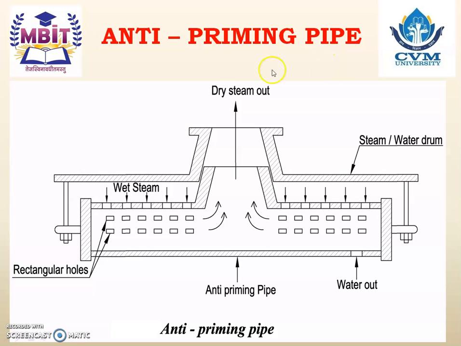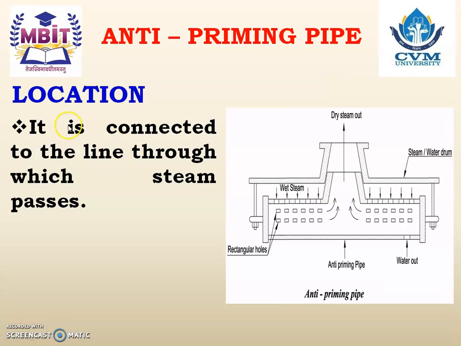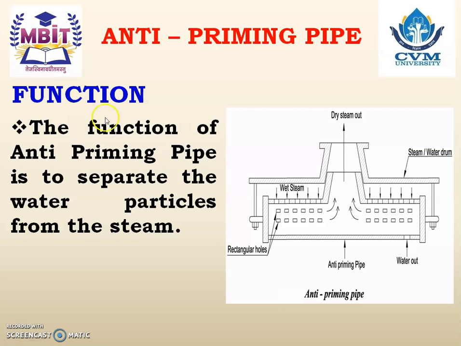Anti-priming pipe. The function of the anti-priming pipe is same as the steam separator. Location. It is connected to the line through which steam passes. Function. The function of anti-priming pipe is to separate the water particles from the steam.